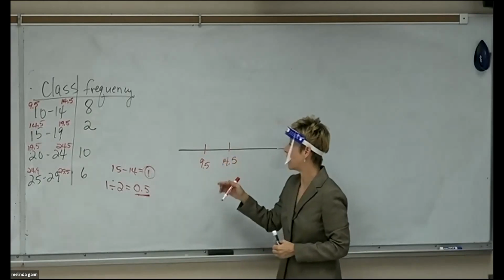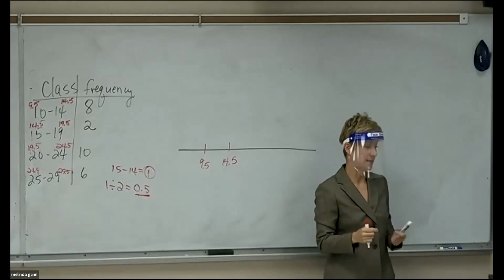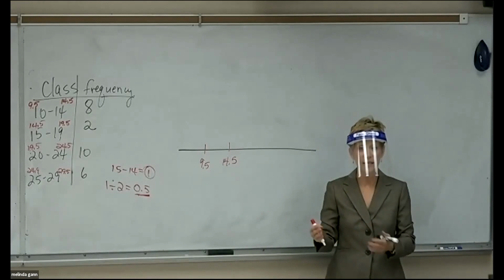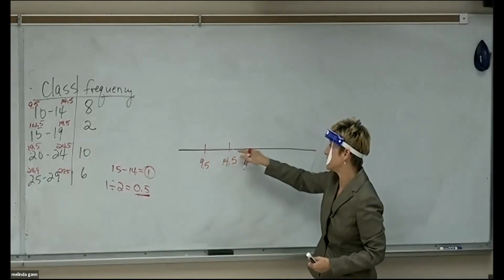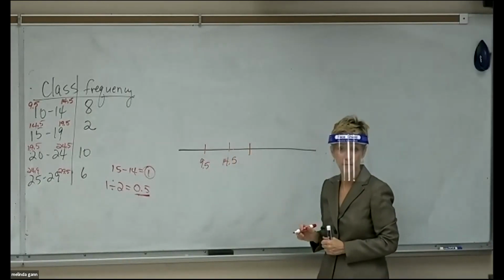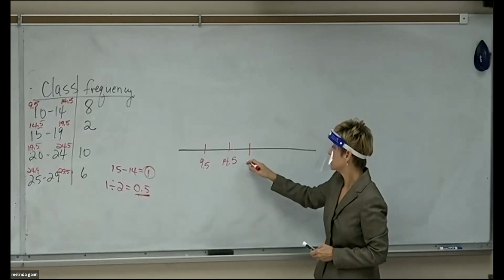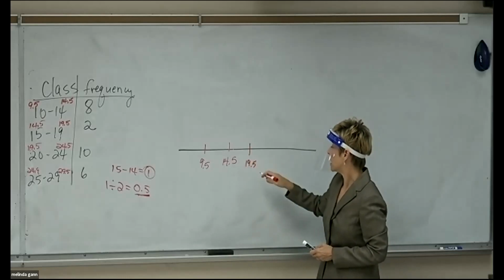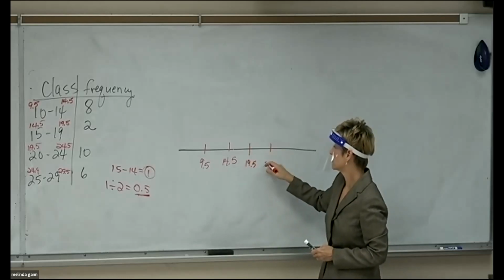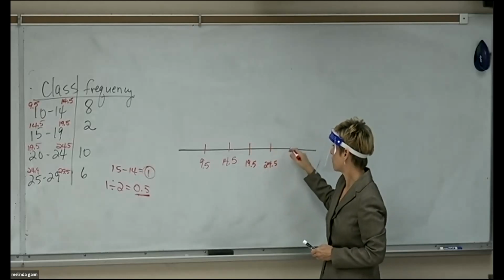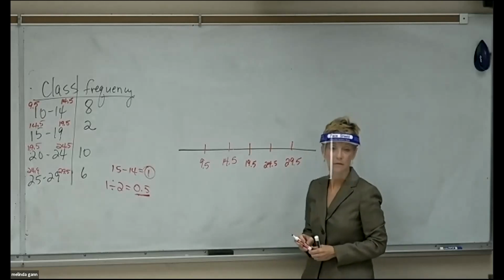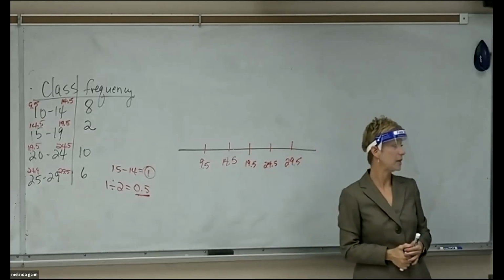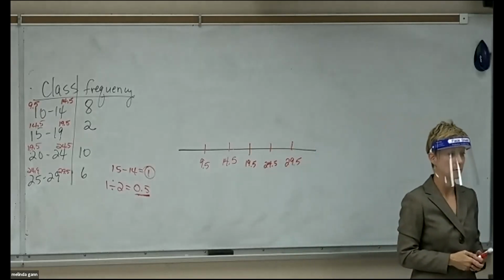14 and 5/10. Now, I'm not going to make you get a ruler unless it's really bad. But this is supposed to be to scale. So if these are about that far apart, I need these to be about the same distance. Everybody with me? So what's my next one? 19 and 5/10 and what? 24 and 5/10 and what? 29 and 5/10. So that's what I mean by put those boundaries on the horizontal scale.